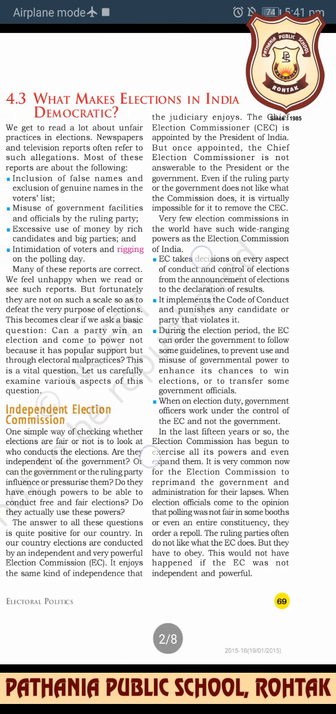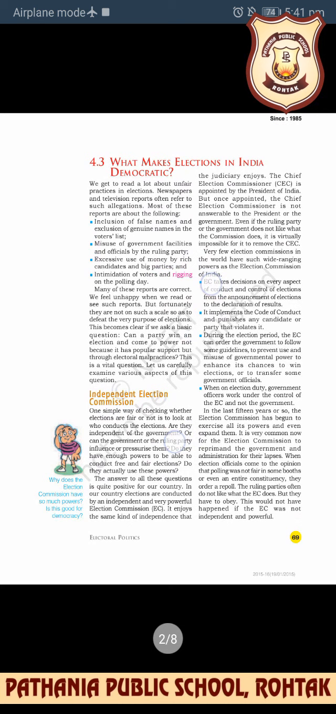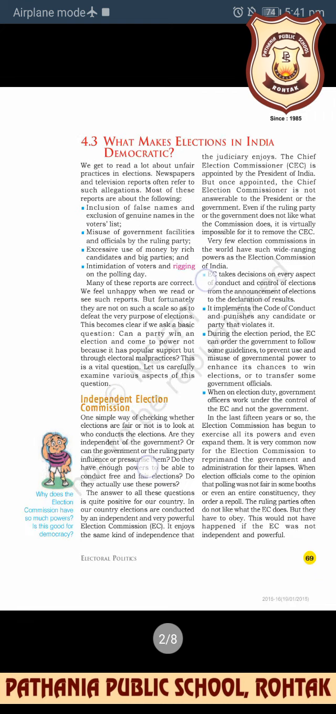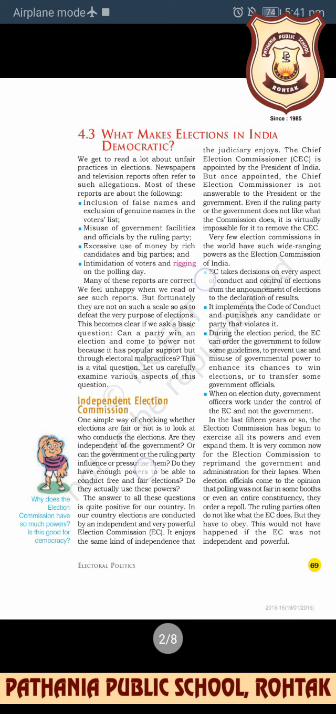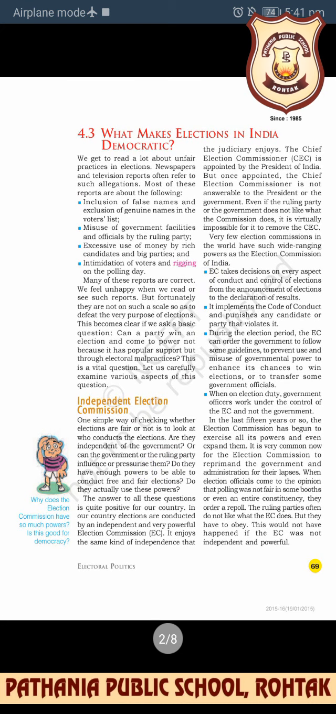And with that, misuse of government facilities and officials by the ruling party, and excessive use of money by rich candidates and big parties. Like you know that it is fixed that in Lok Sabha elections the maximum expenditure can be 25 lakh, and for the state assembly election, the expenditure should not be more than 10 lakh. But there is excessive use of money by rich candidates. Then the next one is intimidation of voters and rigging on the polling day.